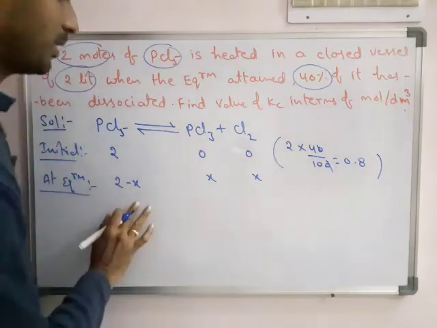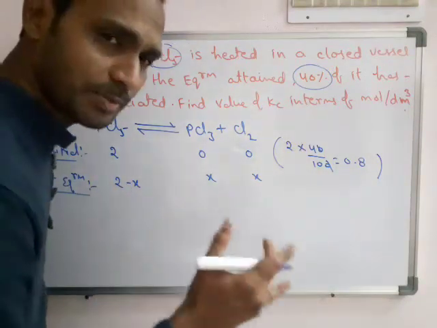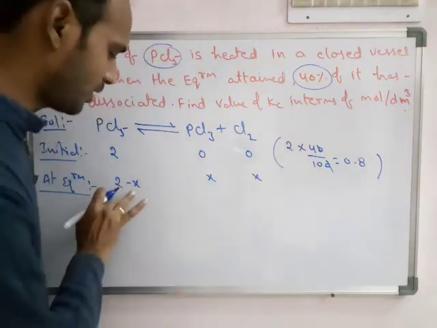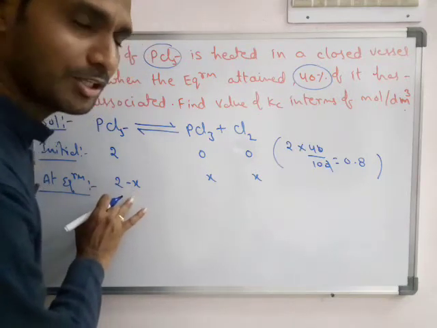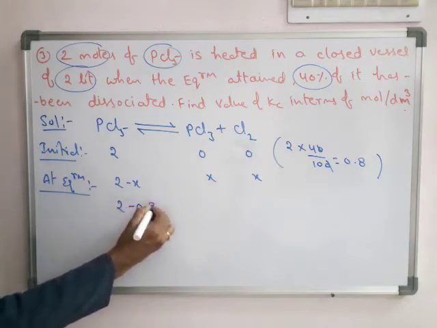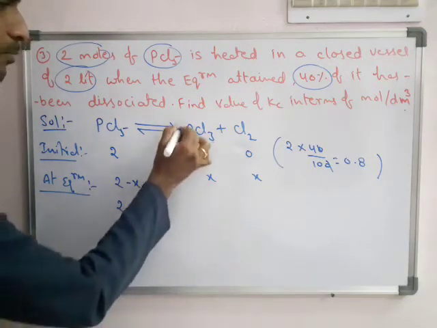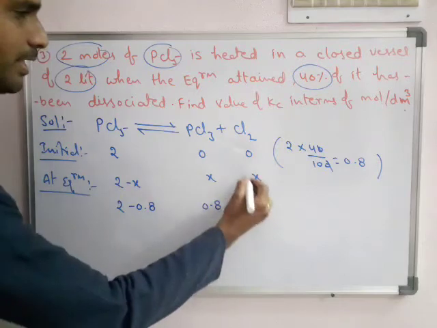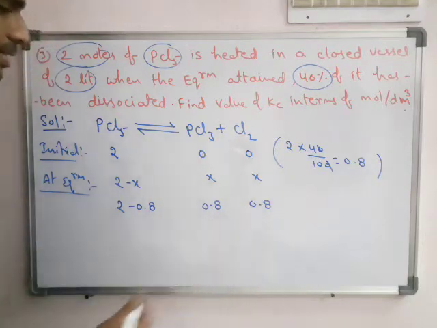The x value is 0.8 because initially 40% dissociated. That dissociated part we took as x. So x is 40% of 2, and we can write 2 minus 0.8. x means 1 mole, 1x, so 0.8. Here 1 mole, 1x, that is 0.8.